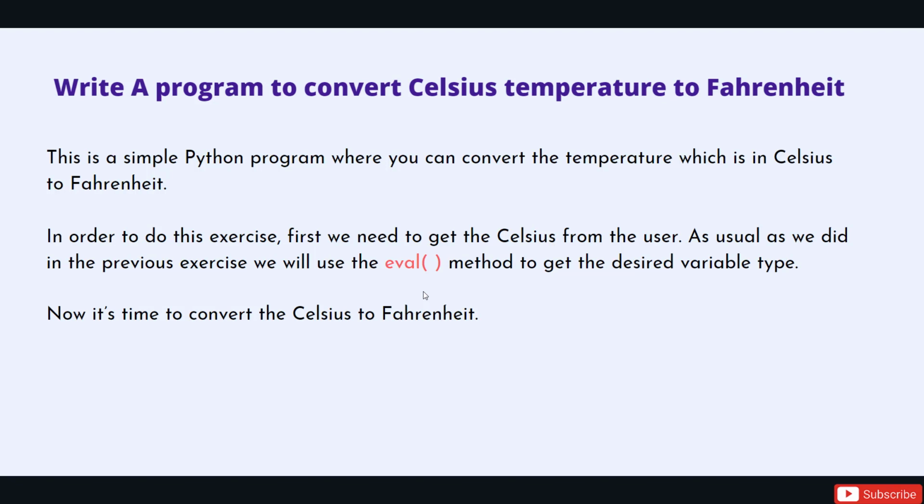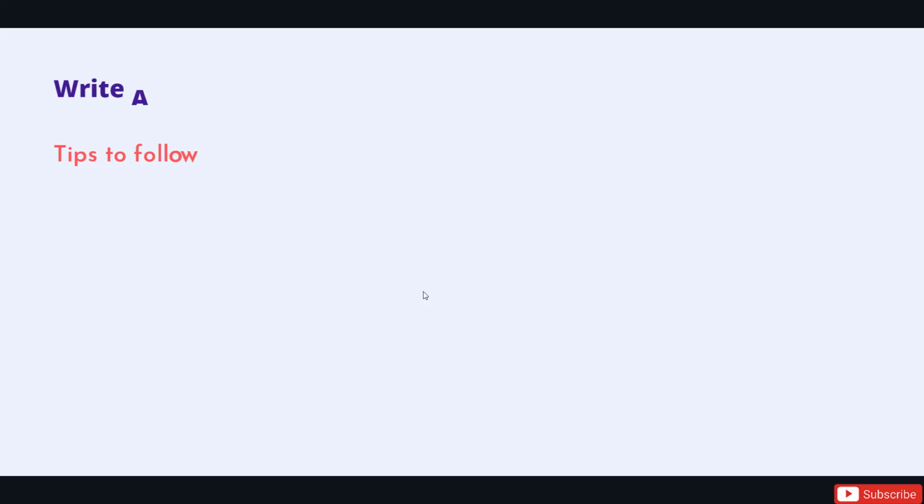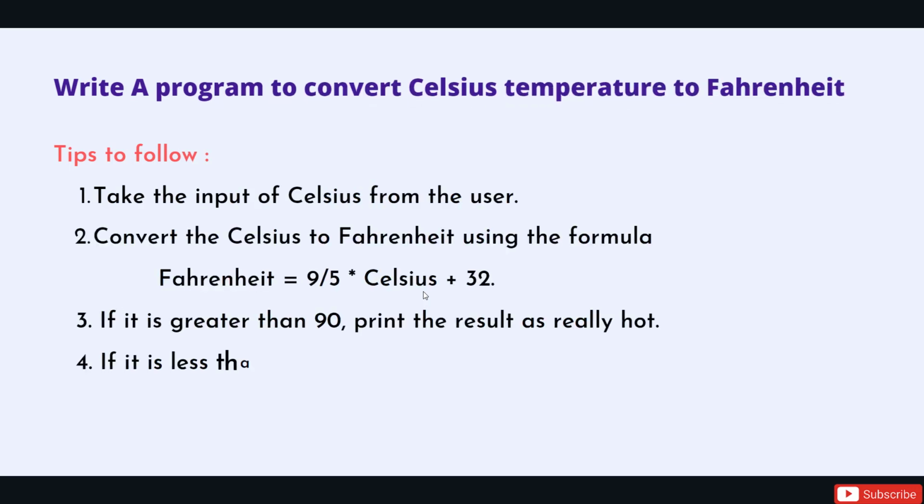Now it's time to convert Celsius to Fahrenheit. But before that, we have to know some tips so that we can complete this coding process. The first and foremost thing is we need to take input from the user, and that input must be in Celsius, and we have to convert the Celsius to Fahrenheit. For that we have a formula: Fahrenheit equals 9/5 times Celsius plus 32. You just have to implement this formula and you're gonna get the result in Fahrenheit.